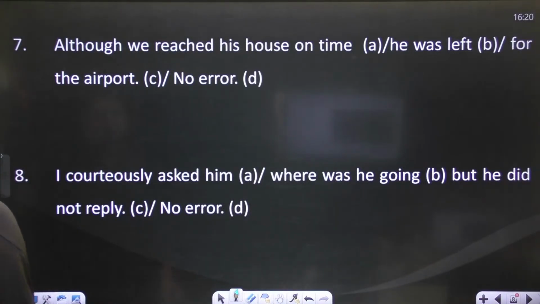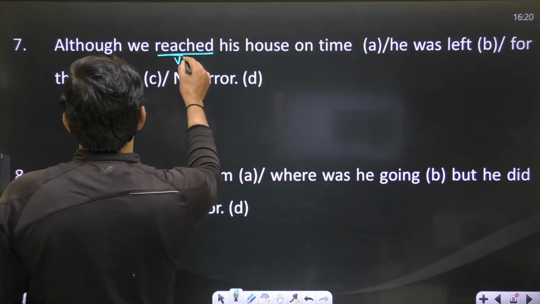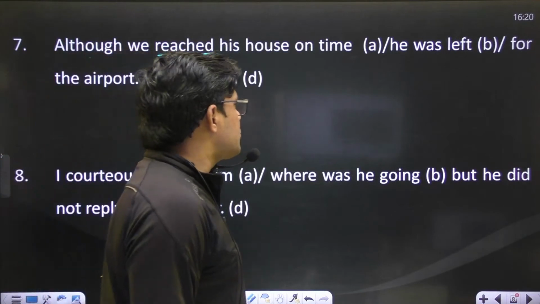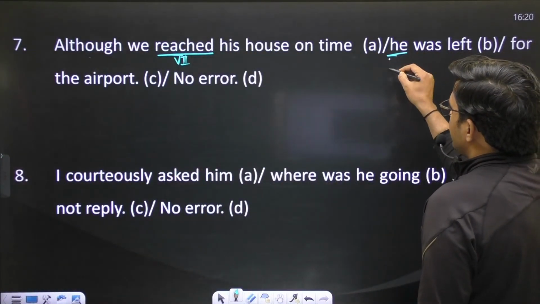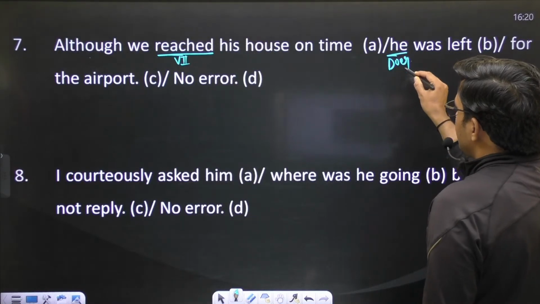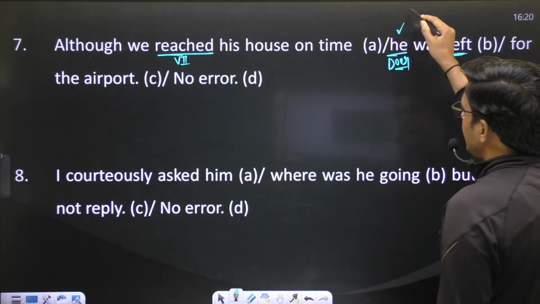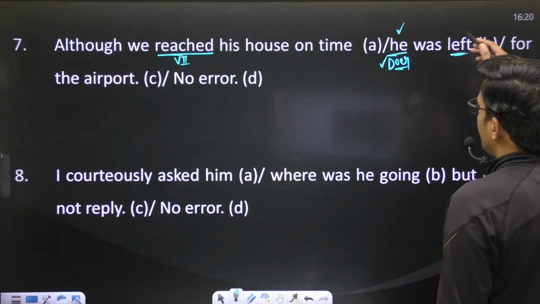Okay, although is a conjunction, and this sentence is in past tense. Although we reached his house on time, this sentence is in active voice. He is the doer. So who left? He left. So if the subject is the doer, this sentence will be in active voice.